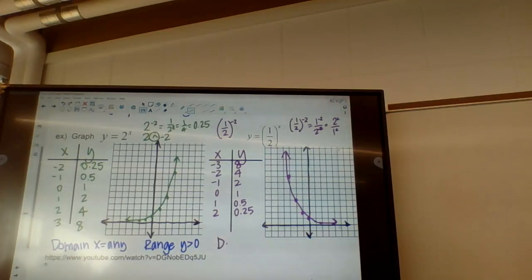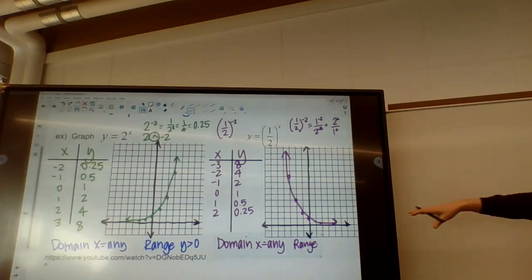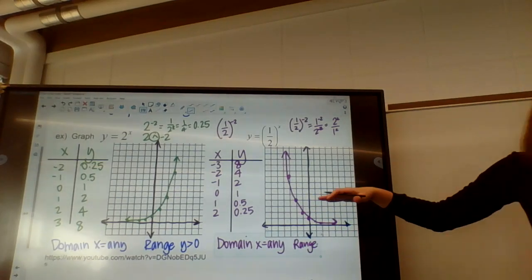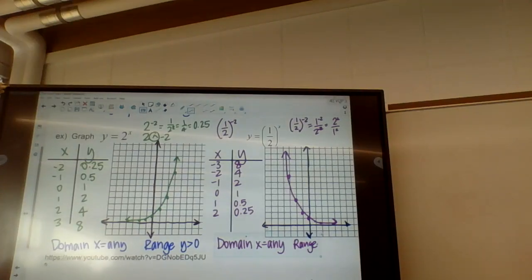So again, the domain for this, the possible x's, I could have chosen anything. Whereas the range, again, that's the y values. Notice on the graph, I didn't put any negative values in my y, because my graph is never going to go below that y-axis. So we say y is just greater than 0 again.